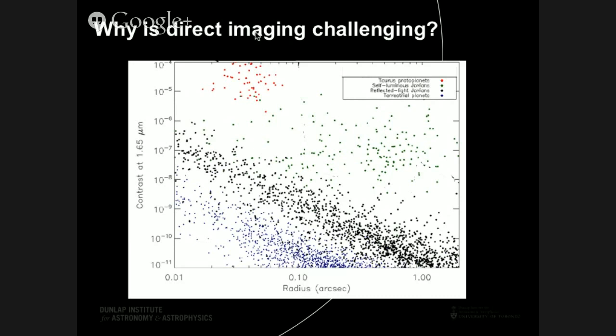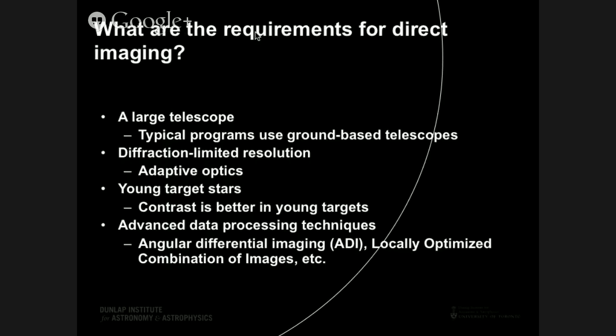This makes it really, really hard because not only is the contrast huge, but look at the radii in arc seconds. These planets live somewhere between 0.1 and 1 arc second, so well below the seeing limit. That's the distance from the star? Yeah, the separation. So we obviously have been successful. What are the things that we need?